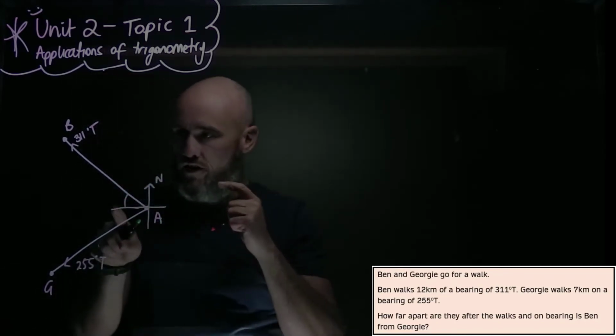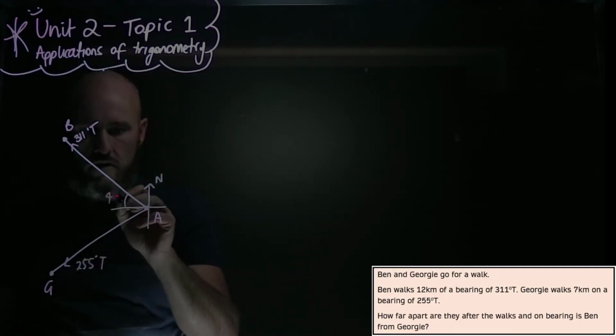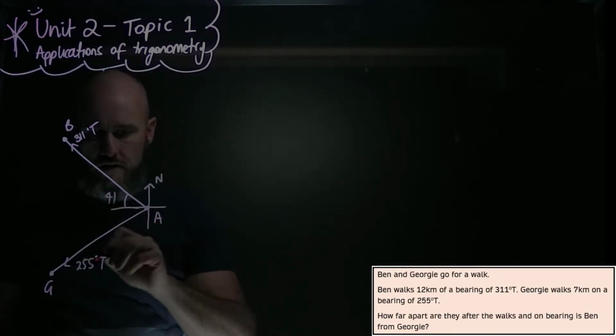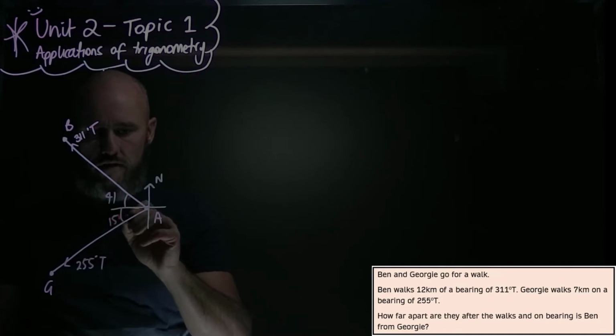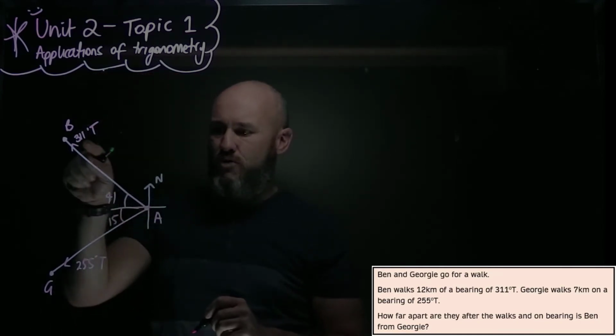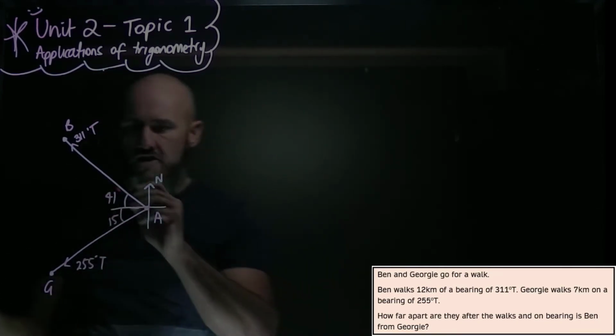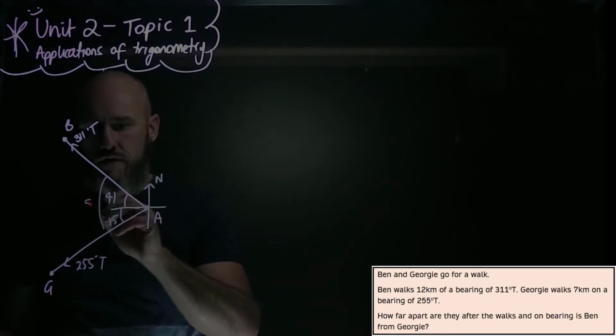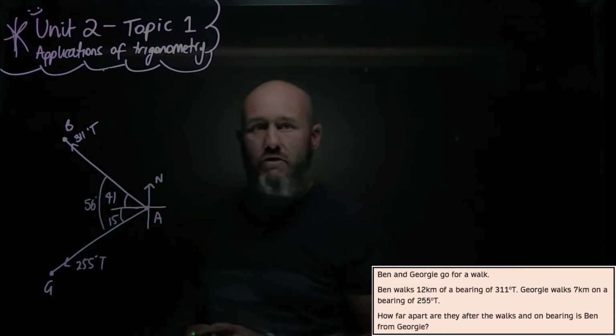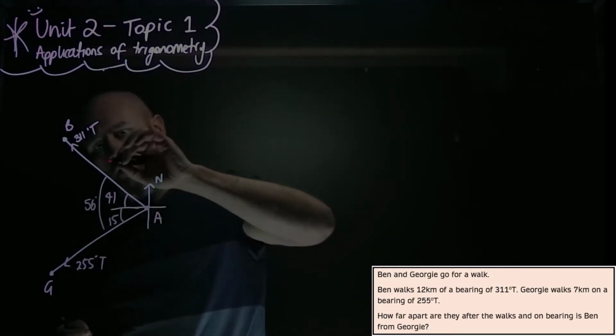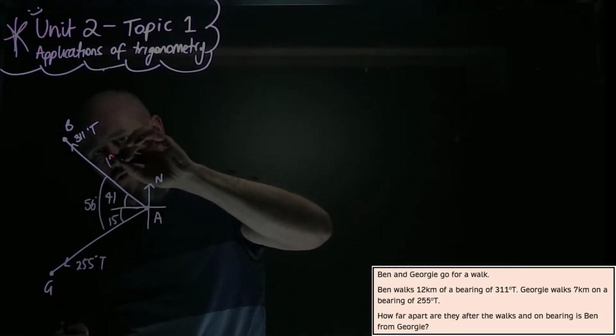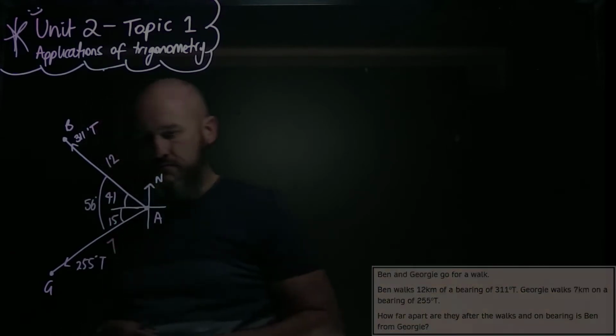This is 270, so this angle is 41. And this is 270, so this angle is 15. And in fact, you didn't even have to worry about the 270. 311 minus 255 gives me the whole angle, which is 56. So there's a 56 degree angle there. And I also know this value is 12 and this value is 7.